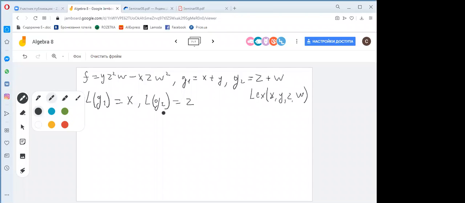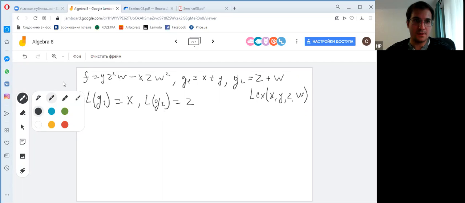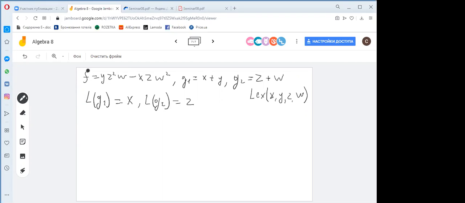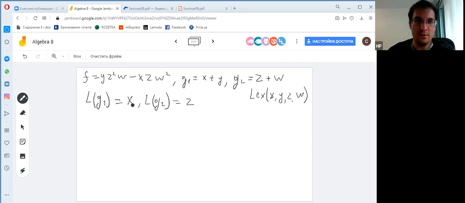What do you mean it's up to us? Yes, it's up to us. We want to take a term in polynomial f, which is divisible by one of these guys, just the leading term of G1 or the leading term of G2. There are three possibilities. We take this one. This is divisible by Z.